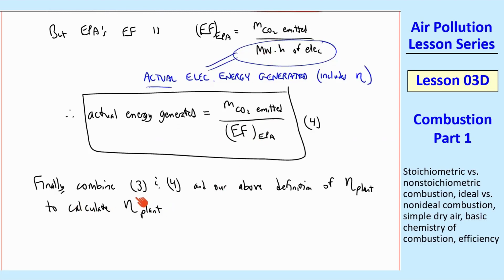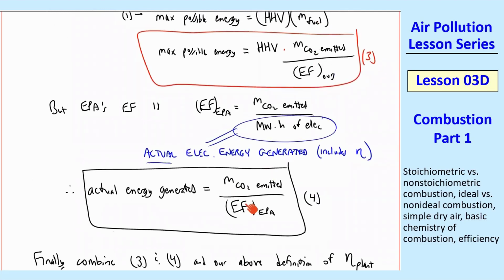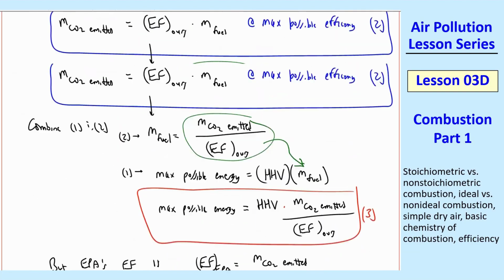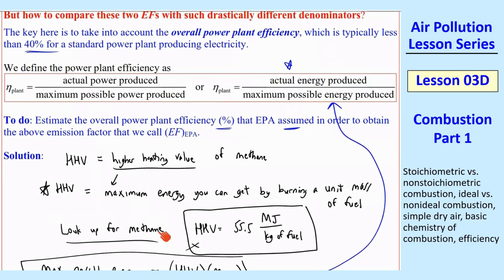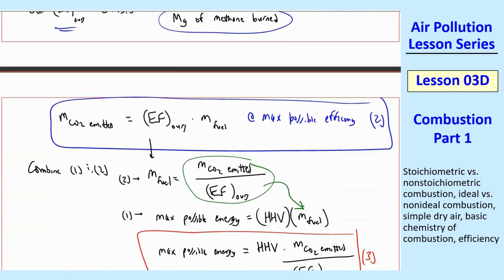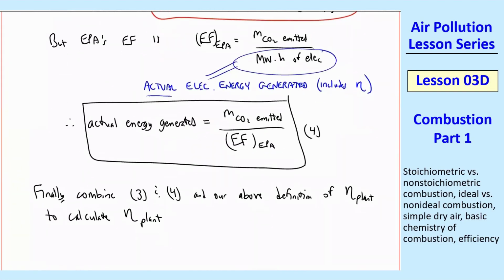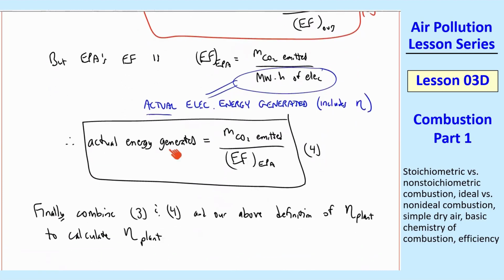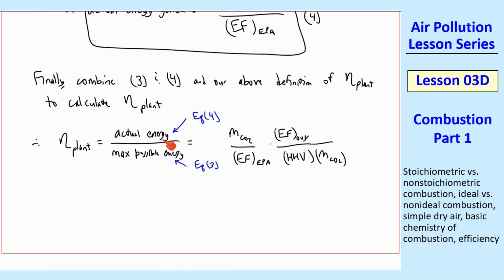And now finally we can combine equation 3 with equation 4. So here was equation 3 up here with equation 4 and our definition of eta plant, which comes from previously in the problem statement. I had typed this out. Eta plant up here is actual energy produced over maximum possible energy produced. So we have these equations here: actual energy produced, equation 4, and maximum possible energy produced is equation 3. So finally, we're just taking the ratio of these to get the eta, and we're almost done. Eta of the plant is actual energy, equation 4, over max possible energy, equation 3.